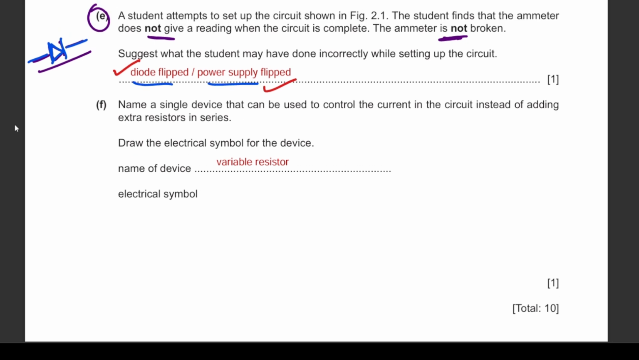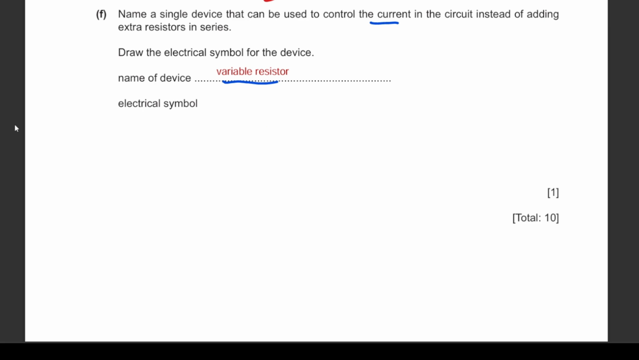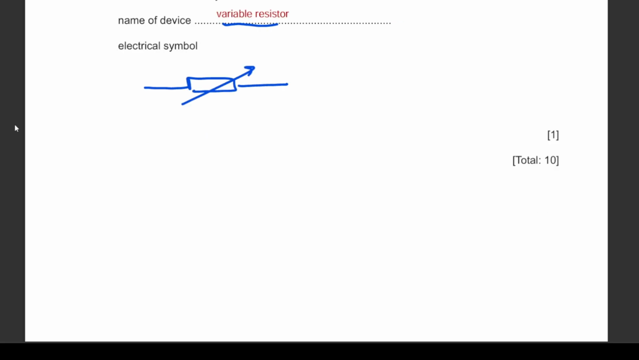So, name a single device that can be used to control the current. The simplest one is a variable resistor, and the electrical symbol for that would be this one. This actually covers all the variable resistors. It could be a thermistor, could be an LDR, could be a rheostat, could be a potential divider. If he had mentioned, draw a specific one, then of course we will draw a specific one. But this is the general symbol for variable resistor for all of the components that fall under the same umbrella.